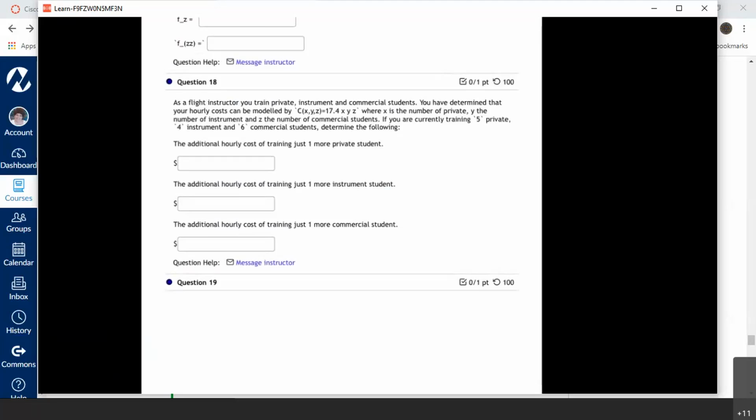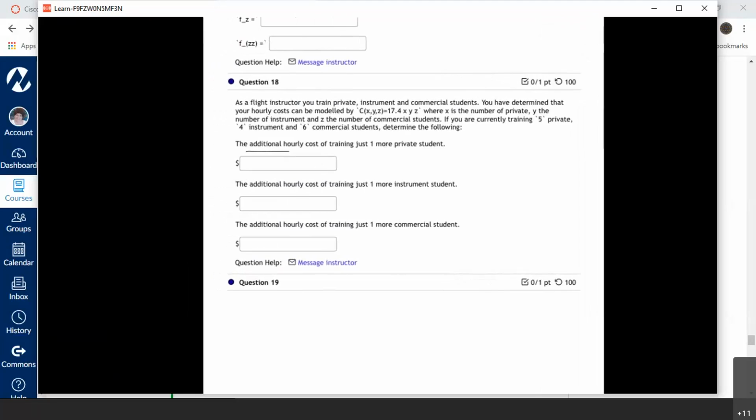There is only one interpretation thing in this problem. We've already been told what X, Y, and Z represent. We don't need to figure that out. They want to know the additional hourly cost in each of these problems of training just one more. Can anybody tell me what that is telling me to do? So what is problem 18 asking? Take the partial derivative with respect to X, Y, and Z.